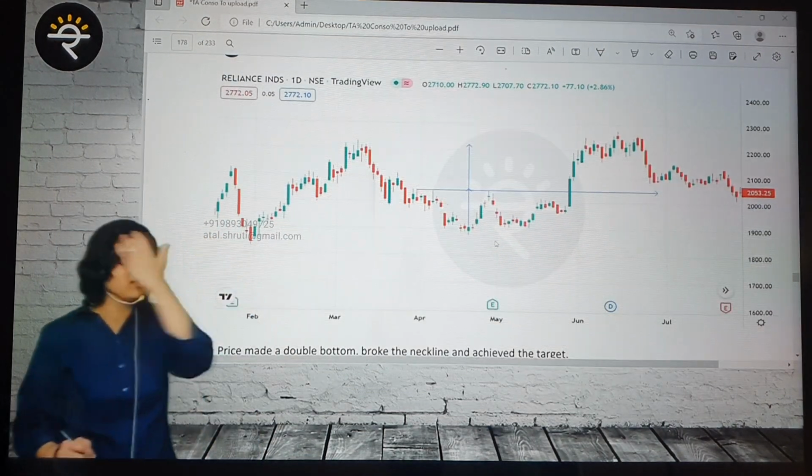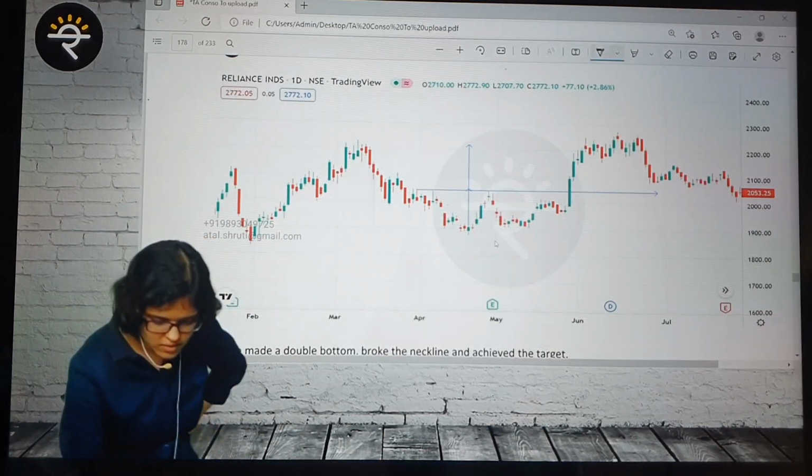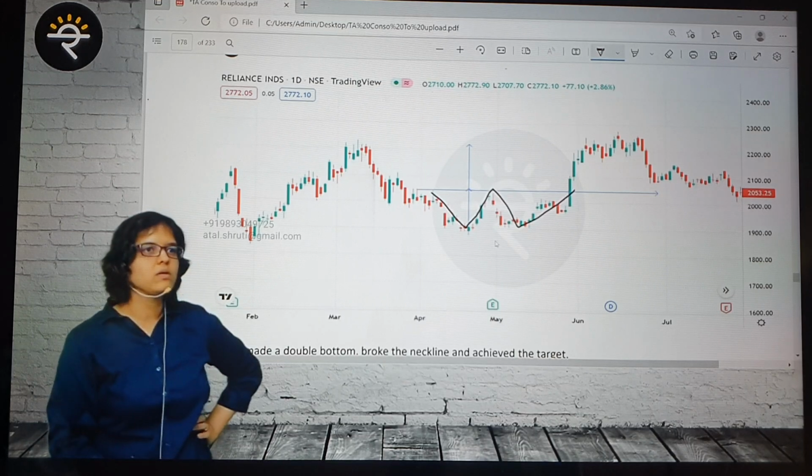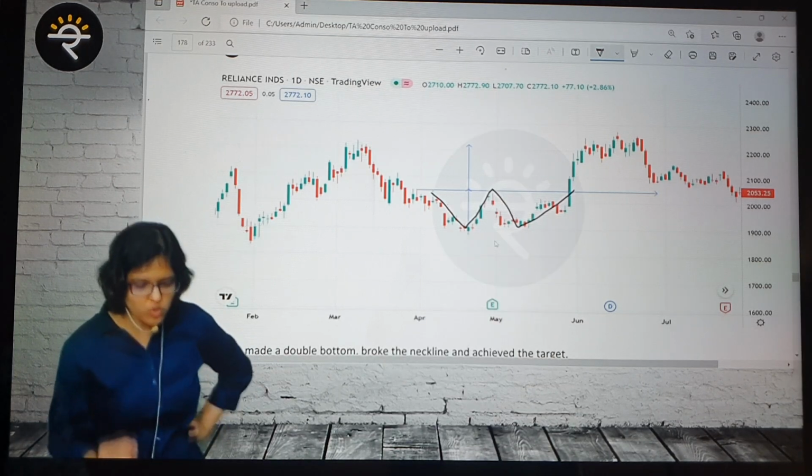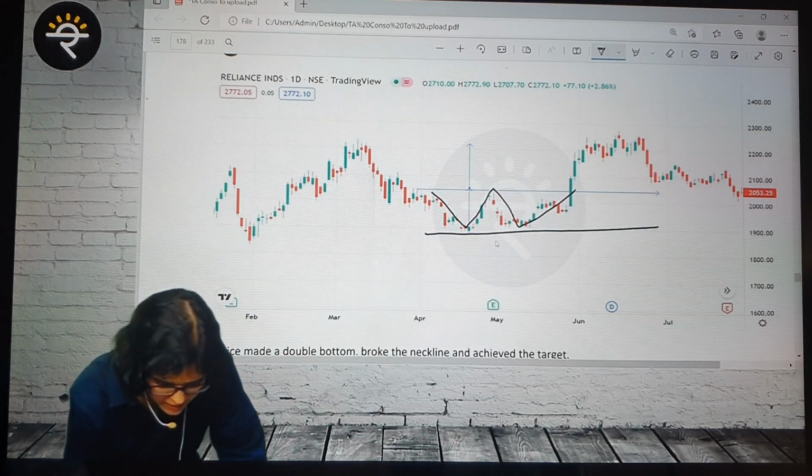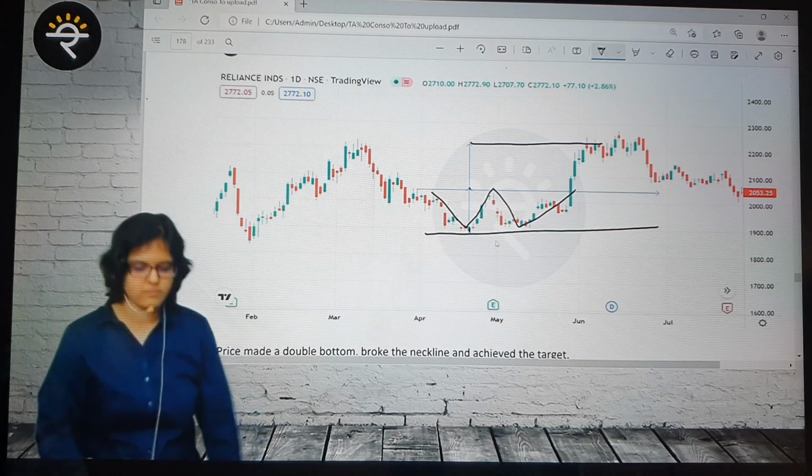This is much clearer. See, is this double bottom visible now? Can you see the W? 1, 2. This W is much more clearly visible. Okay, so this is my support. I calculated from here to here what was the price, and this was my target.